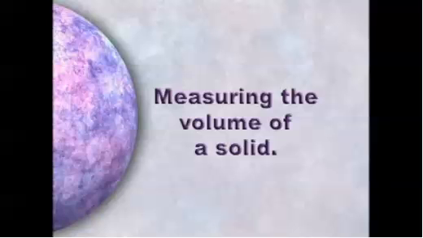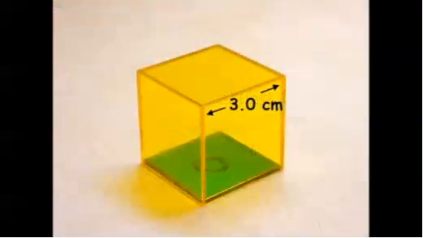Now, let's talk about measuring the volume of a solid. We are going to refer to solids in two ways. Solids, for which we know a formula for calculating the volume, are going to be called regular solids. All other solids will be referred to as irregular solids. First, we are going to find the volume of two regular solids. Take a look at this cube. Its sides have a measurement of 3.0 centimeters.